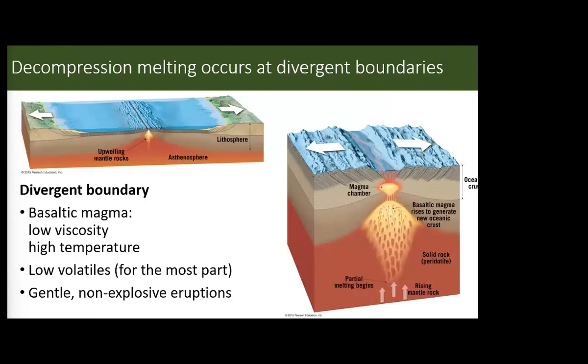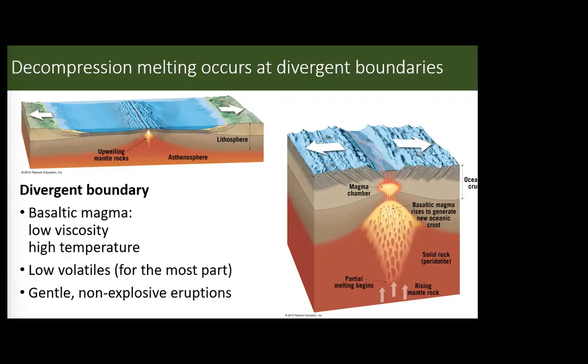So whenever we have divergent boundaries, we know we have basaltic magma because most divergent boundaries, with the exception of the East African Rift, happen at oceanic plates. So we have all this deep, dense oceanic crust melting down into basaltic magma. Remember, basaltic magma has low viscosity and a high temperature.